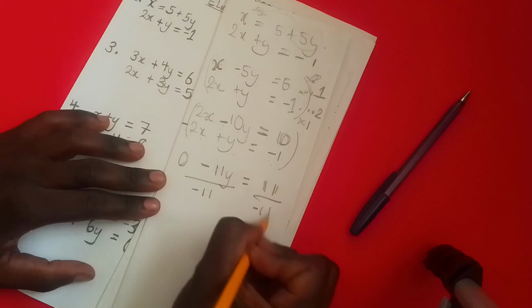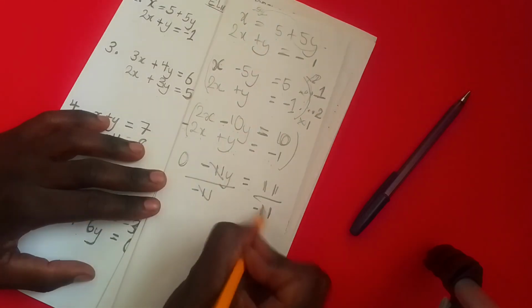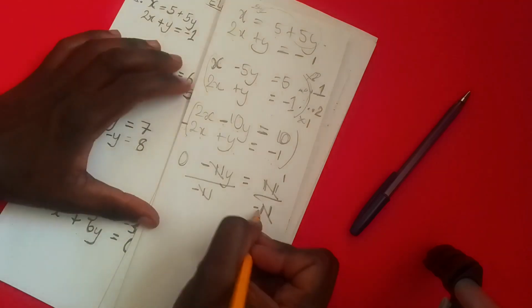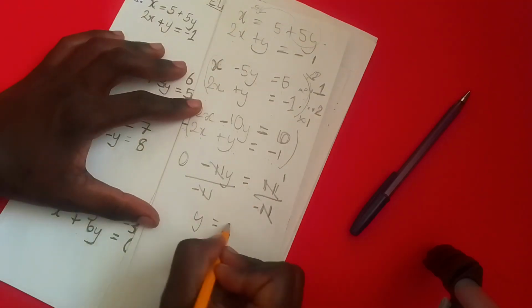Divide both sides by negative 11. 11 cancels 11, leaving 1, which is also negative 1. So y is equal to what? Negative 1.